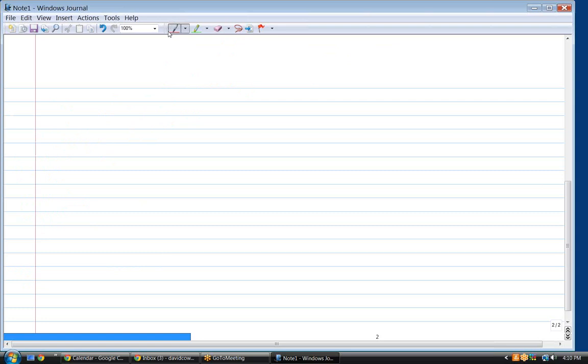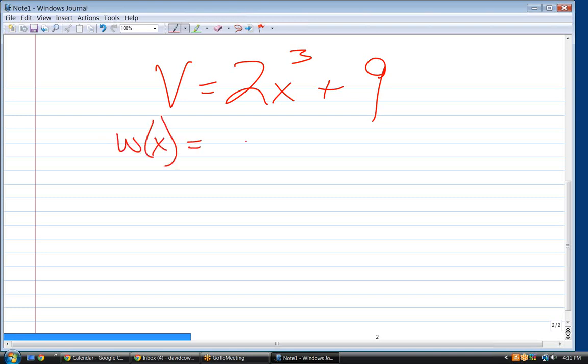I just have a volume question. Okay. So the question is, the volume V in cubic inches of a rectangular box is given by V equals 2x cubed plus 9. The first question is, the function w of x equals v of x over 12 gives the volume in cubic feet of the box when x is measured in inches. Write the rule for w, then find and interpret w of 6.